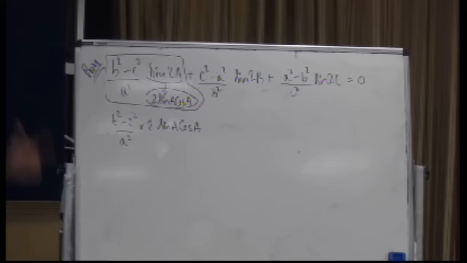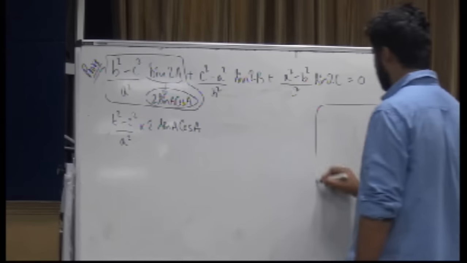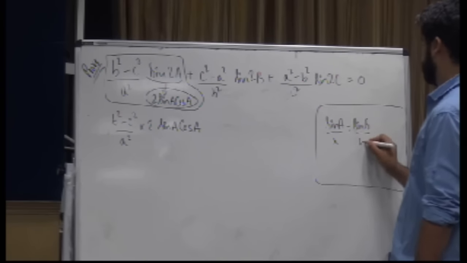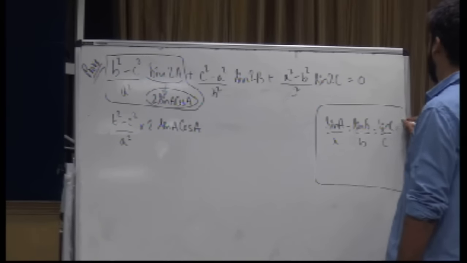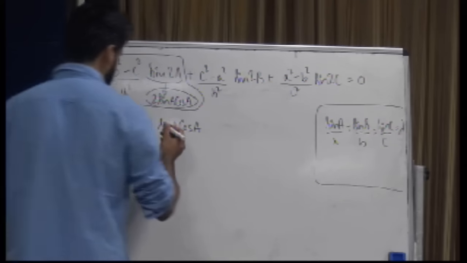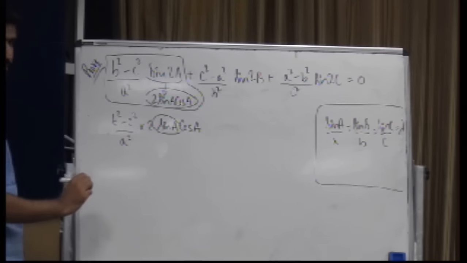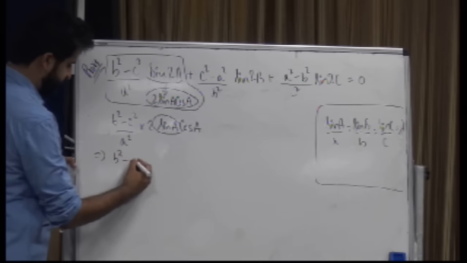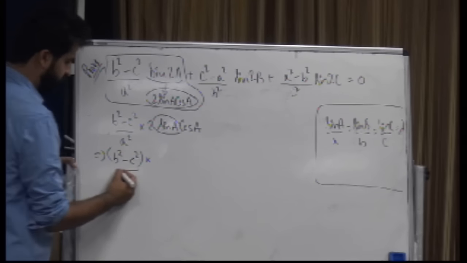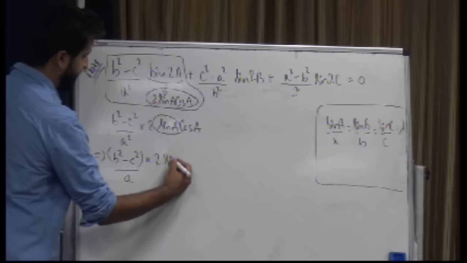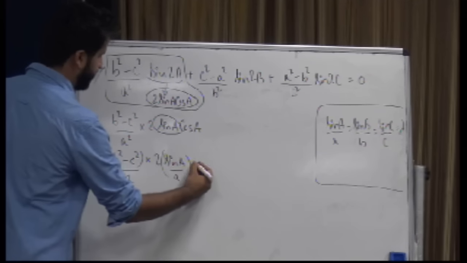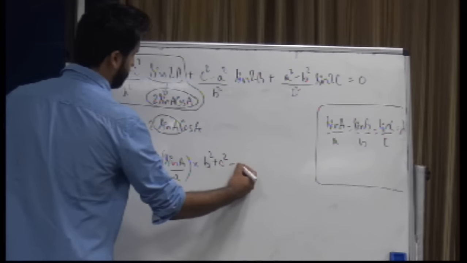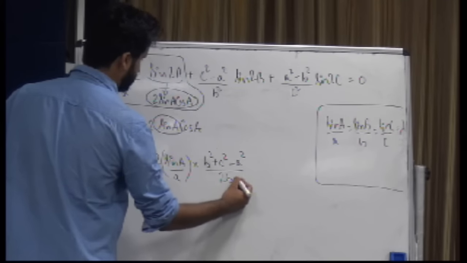Okay. And side by side, let's write the sine formula, that sine A by A is equal to sine B by B, equal to sine C by C. And let's say this is equal to some lambda. Okay. So we can take one sine A from here and one A from here, and I can write this as sine A by A is equal to lambda. Okay. So this becomes B square minus C square upon A into 2 sine A upon A, which is lambda, into cos A. And let's write the formula for cos A, which is (B square plus C square minus A square) upon 2BC.